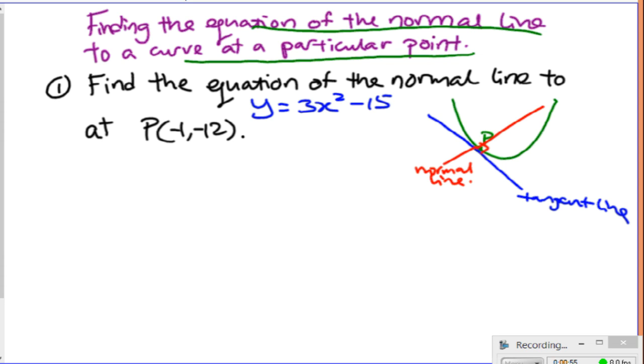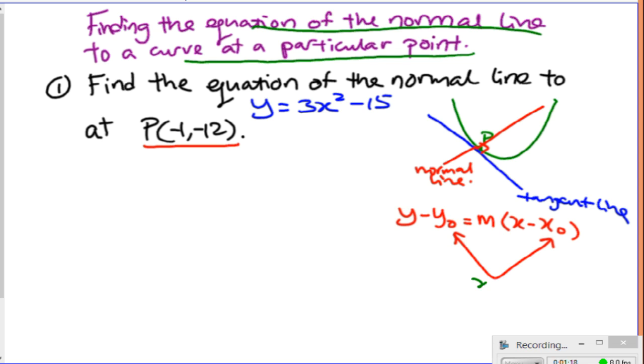In order to find the equation of the normal line, I need y minus y0 equal to m times x minus x0. So first of all, let's check, do I have a point (x0, y0)? Yes, we do. That's the point P, where x0 is -1 and y0 is equal to -12.